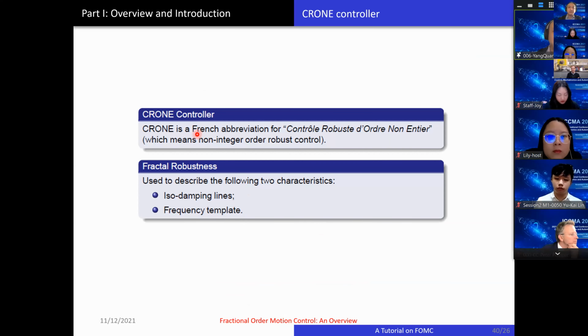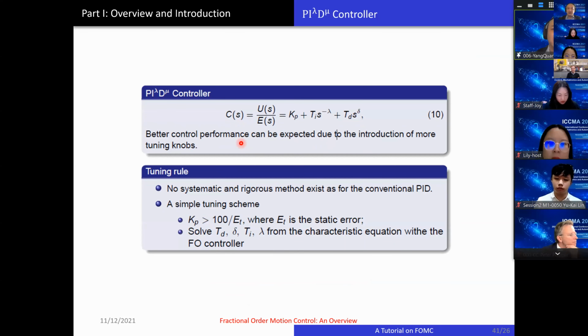So this is a fractional order PID. This lambda and delta can be non-integer numbers. So therefore you have more tuning knobs.